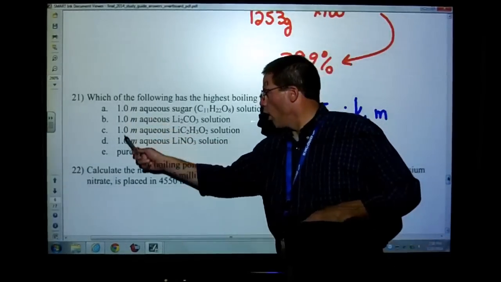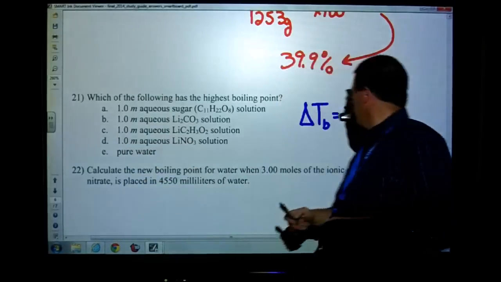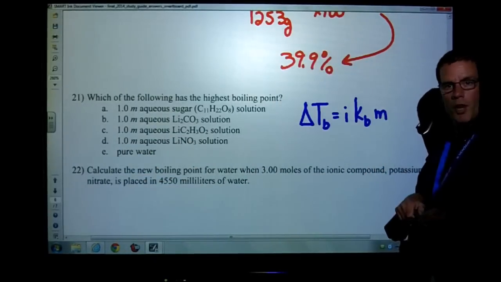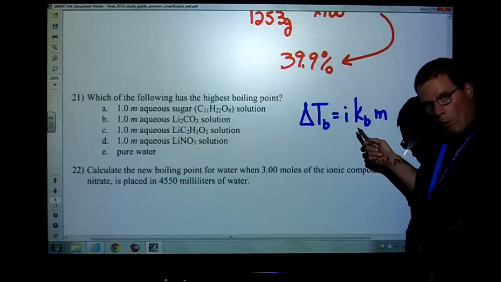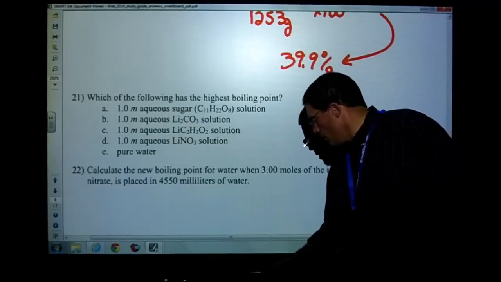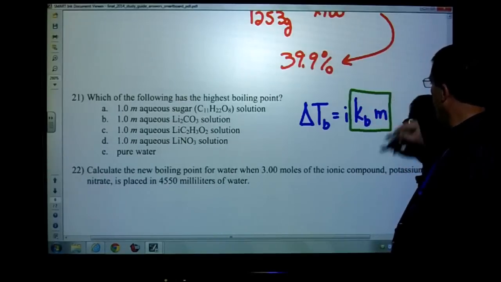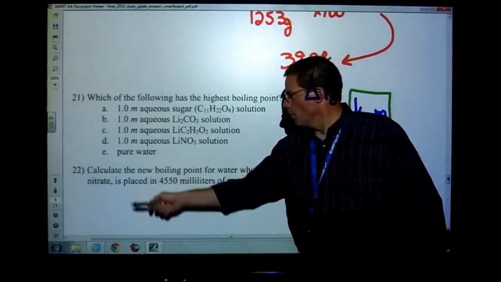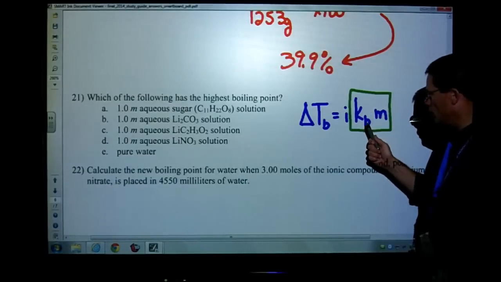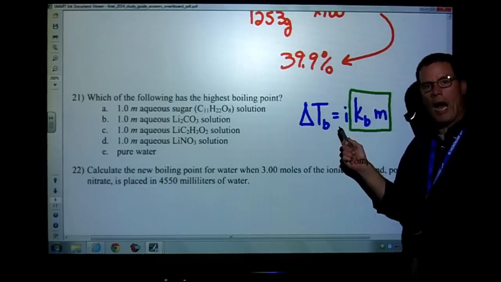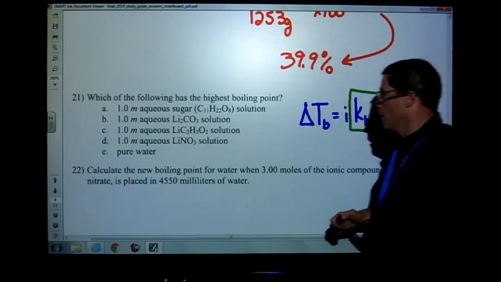And the nice thing is all these are 1 molar, so that means that our m doesn't change. Well, if it's the boiling point elevation that we're looking at, then the K doesn't change either. So what this is saying is that all of those have the same molality, they're using the same constant, so now we have to focus on the i, or the multiplier.